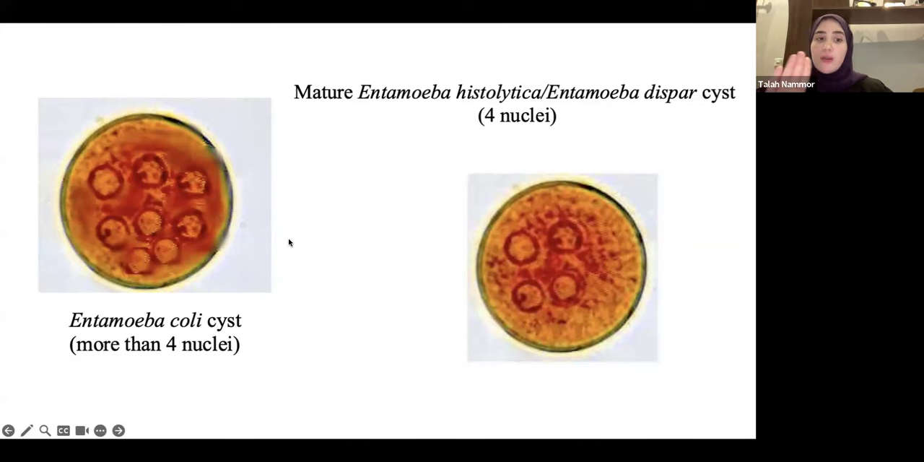And by the way, they might give you a picture of that and tell you, choose. For example, it has 8 and the choices are Entamoeba histolytica, Entamoeba dispar or Entamoeba coli. And you know that it's coli. But surely they won't give you those 2 choices when there are only 4. Okay?